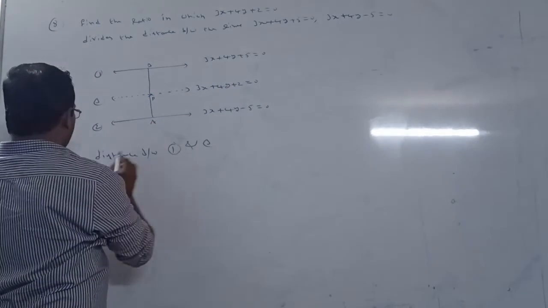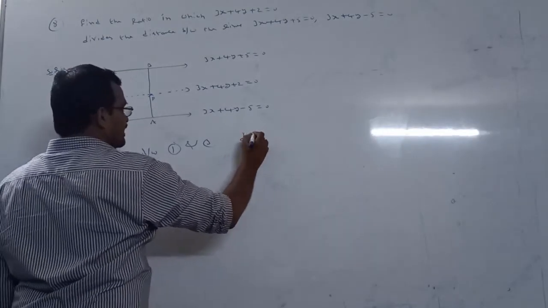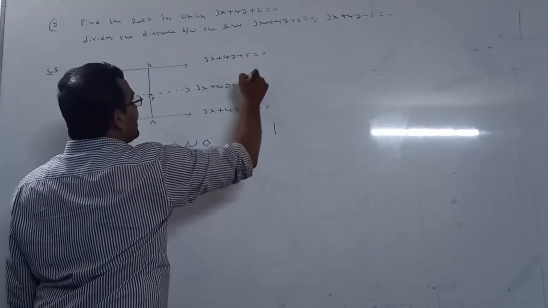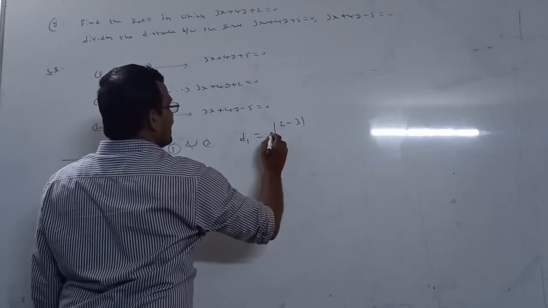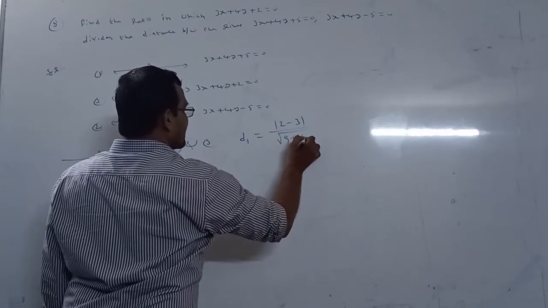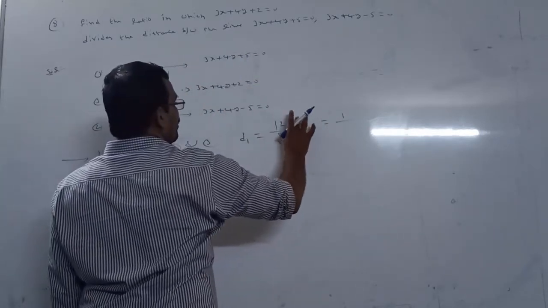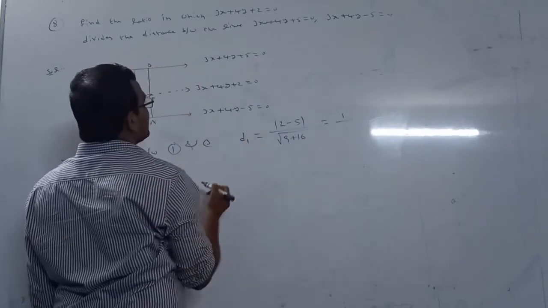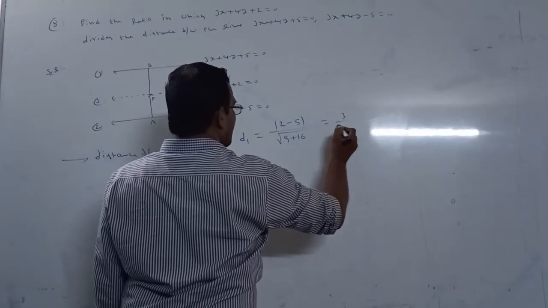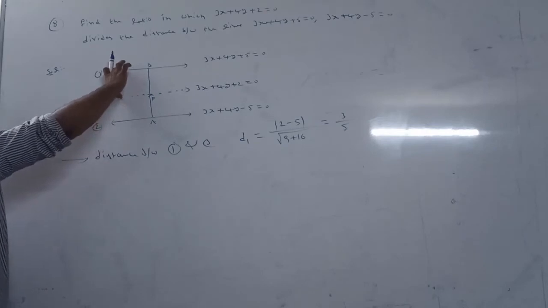What is the distance between the parallel lines? The distance is modulus of c2 minus c1 divided by the square root of a squared plus b squared, that is the square root of 9 plus 16. Here c2 minus c1 is 2 minus 5, which is minus 3, modulus means plus 3, so 3 by 5. So the distance between these two lines is 3 by 5.